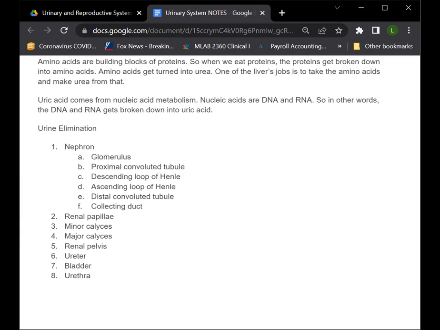and then it's going to go from the collecting duct out the renal papillae, then from the renal papillae to the minor calyces, minor calyces to the major calyces, and then from the major calyces to the renal pelvis, and then from the renal pelvis to the ureter, and then from the ureter to the bladder, and then bladder to urethra.